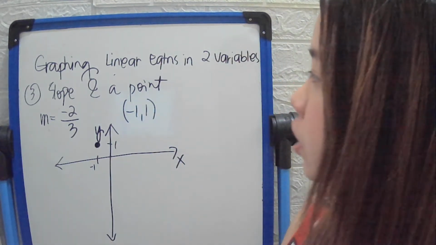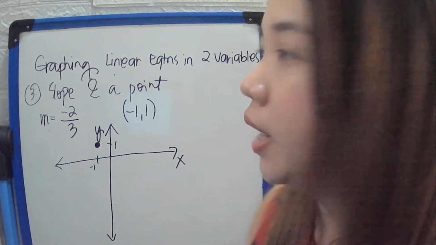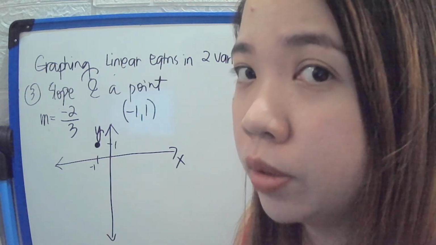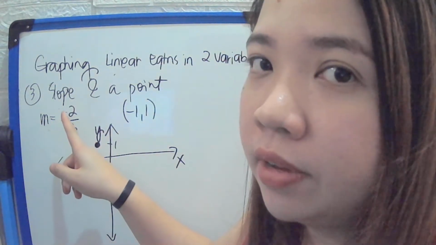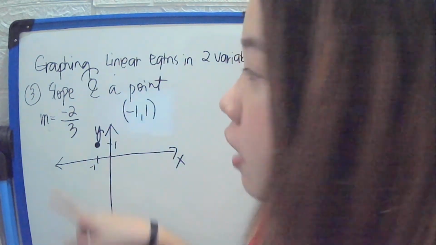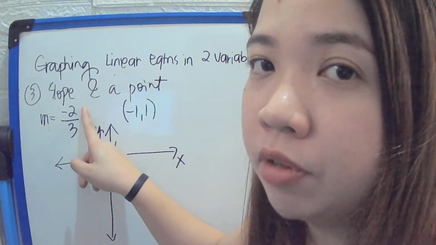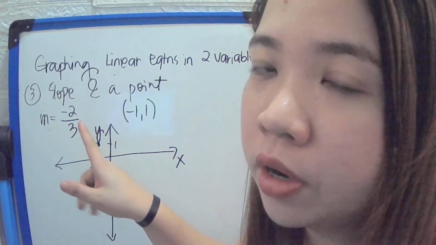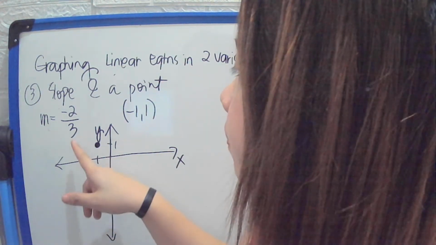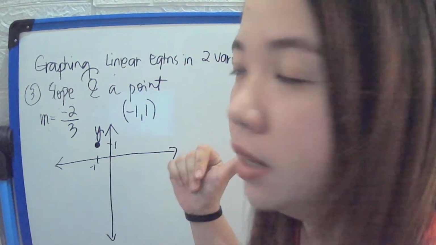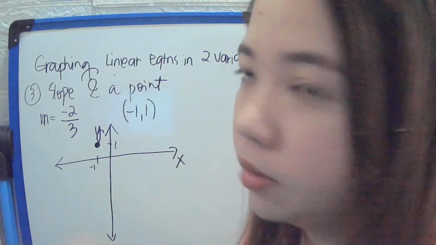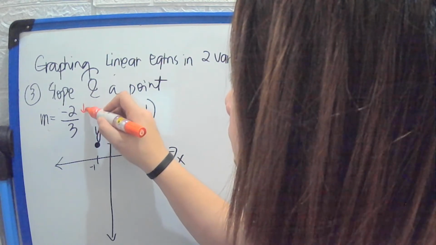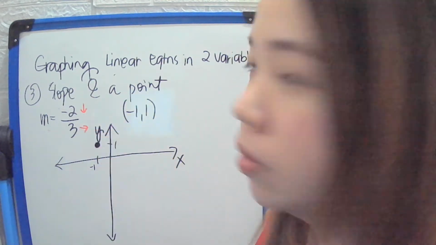Now, using your slope, the numerator in the slope will tell you whether you go up or you go down. If that is negative, therefore you have to go down from the starting point. If this is positive, you go up from the starting point. Your denominator will tell you whether you go right or you go left. If this is positive, you go to the right. If this is negative, you go to the left. Since this is negative, therefore you go down. This is positive, therefore you go to the right.